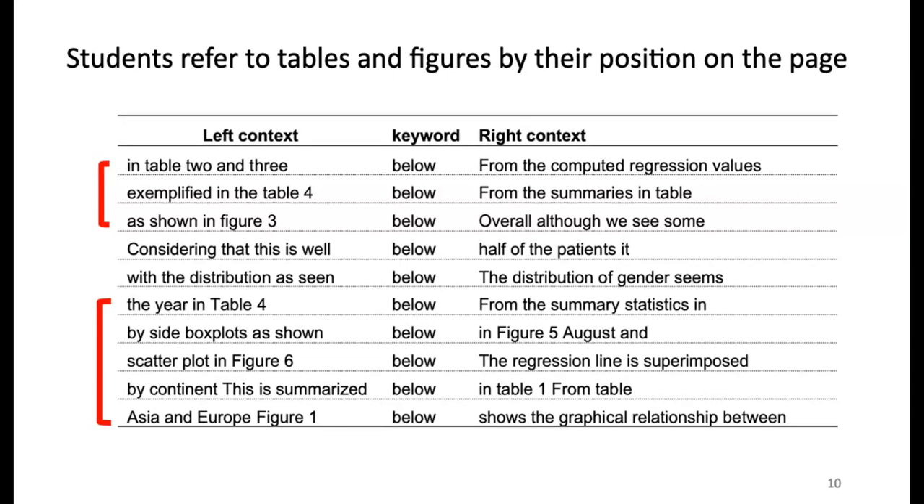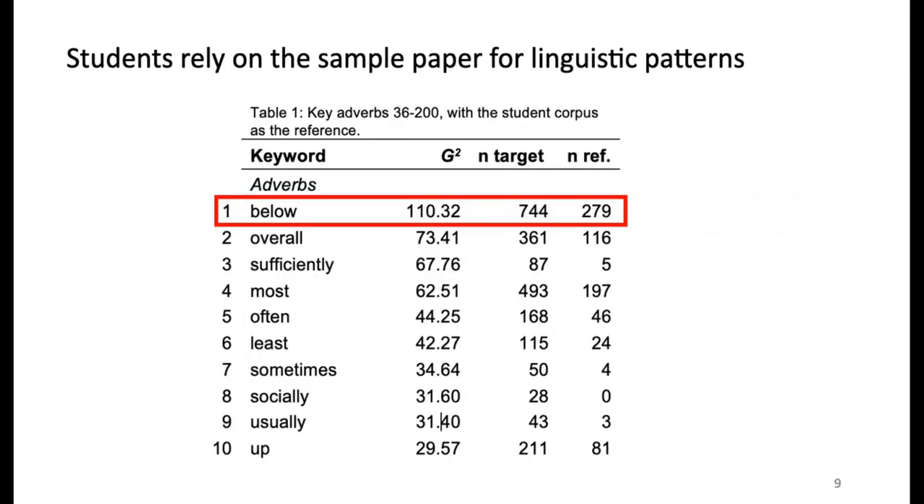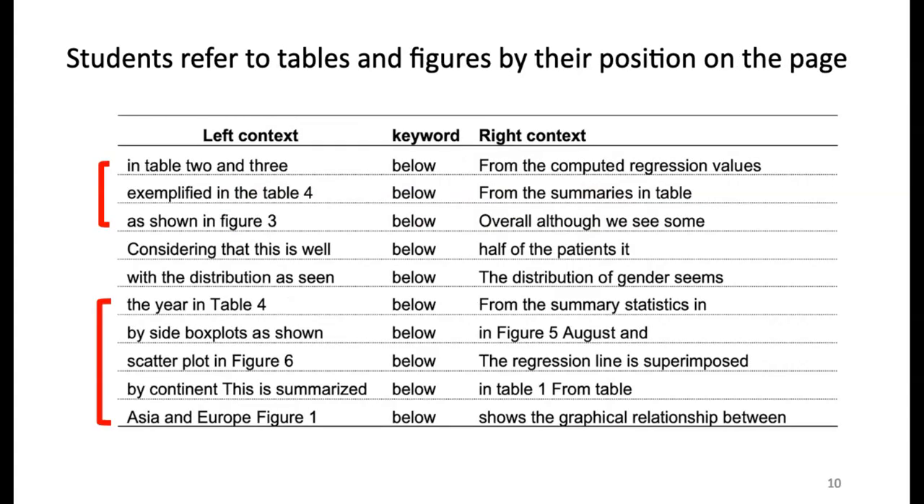And what's also interesting about this is that the word "above" does not appear on our keyword list, and so this clearly shows us that students are using "below" in this way based on how it's used in the model paper as well. So they're sort of reading into how the model paper is referring to tables and figures and then emulating that in their own writing.